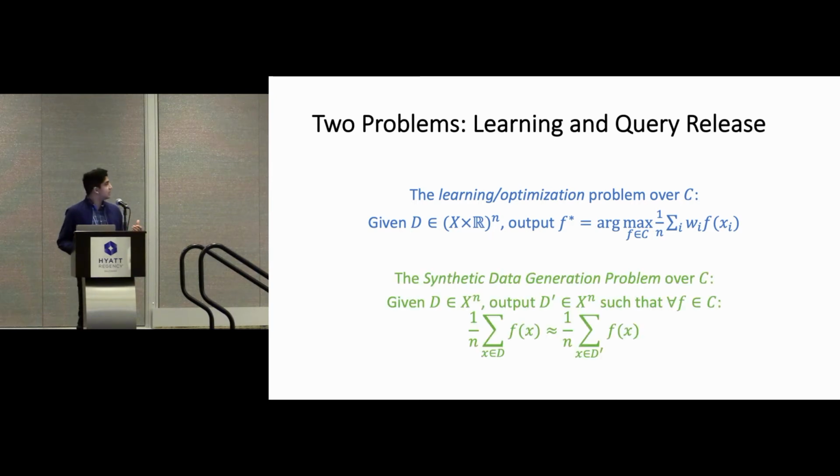And the synthetic data generation problem is kind of as I described before. Given D, we want to release D prime such that for all F in C, F of D is close to F of D prime. So that's what we mean by releasing synthetic data for a concept class C.